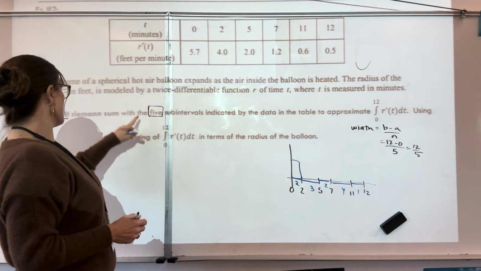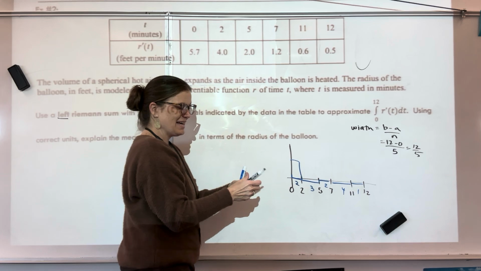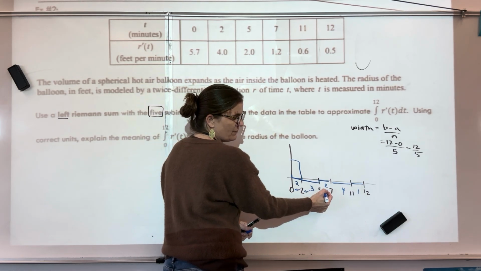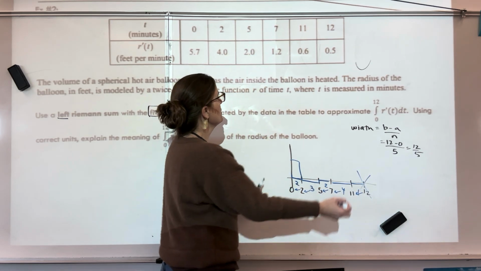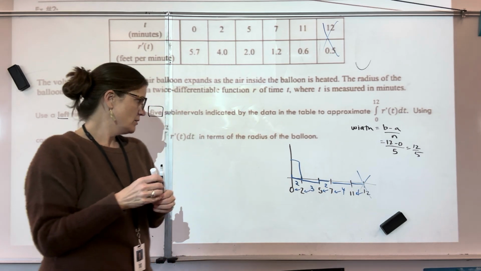And then this said we wanted a left Riemann sum. So on this one, I'm going to use the height at 0. I'm going to use the height at 2. I'll use the height at 5. I'll use the height at 7. I'll use the height at 11. I'm not going to end up using the height at 12. So keep that in mind that you should not see 0.5 being used as a height.